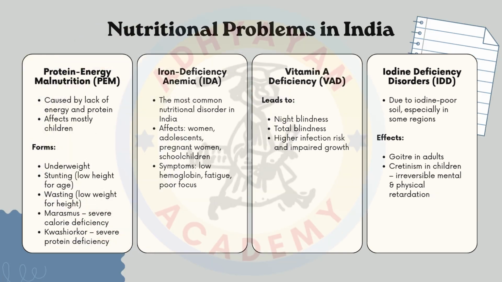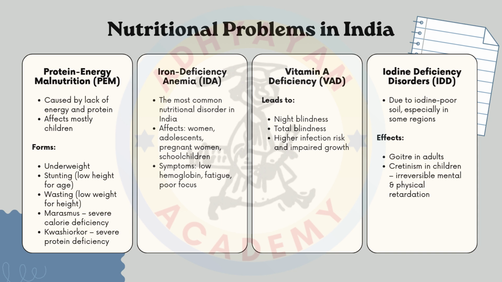India faces several serious nutritional challenges. One major issue is protein-energy malnutrition or PEM, especially in children. This results from not getting enough calories and protein. It shows up as underweight, stunting, wasting, or more severe conditions like marasmus and kwashiorkor.